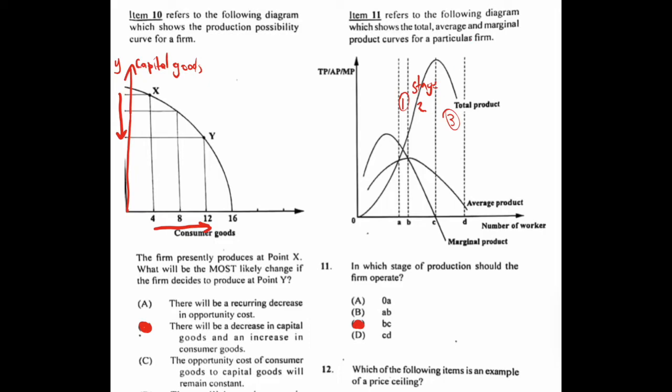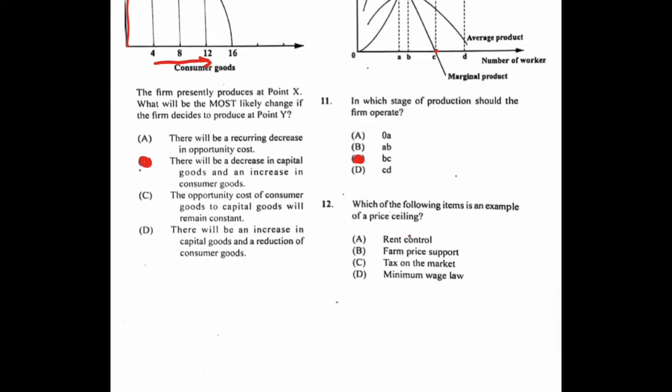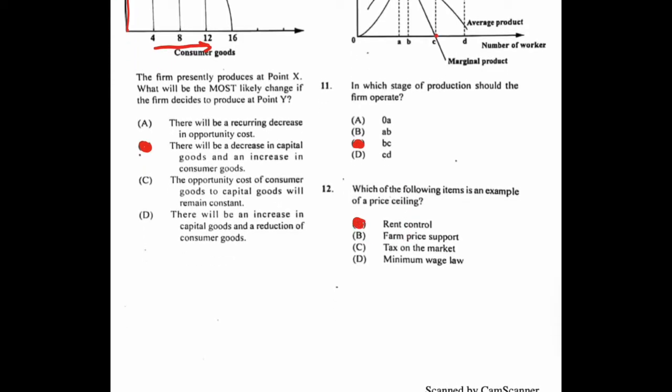In stage 2, we notice that the firm is operating very efficiently, in the sense that they actually peak at the end of stage 2 with their total product, and marginal product reaches zero at the end of stage 2. So this is the most efficient of the 3 stages. So the best answer will be BC.